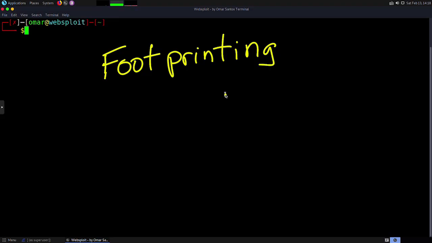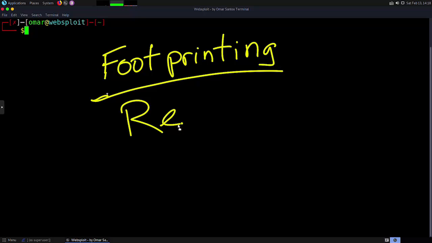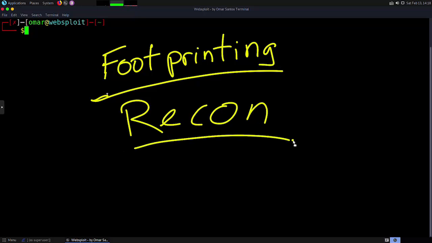Footprinting is basically the first step in the hacking methodology. It's all about gathering information. A lot of people refer to footprinting as reconnaissance or recon. So if I start mentioning anything about reconnaissance or recon, you know that footprinting is part of that, right?